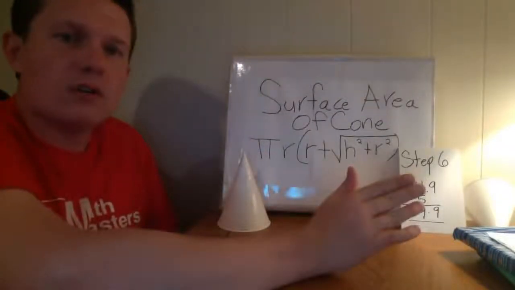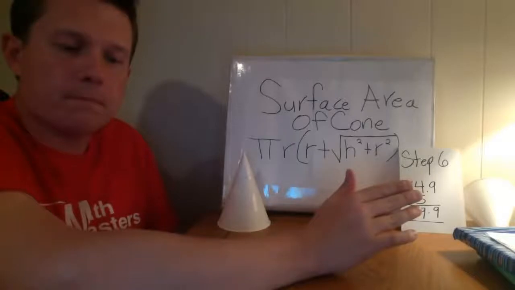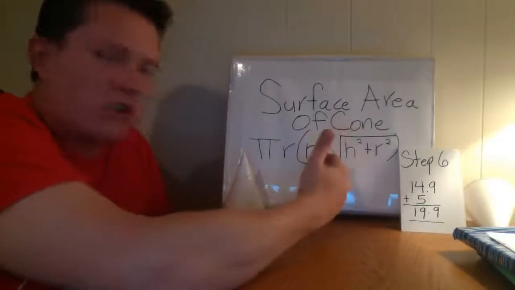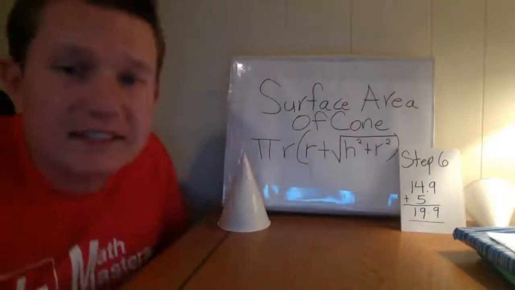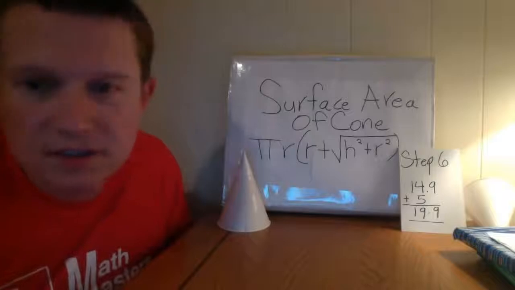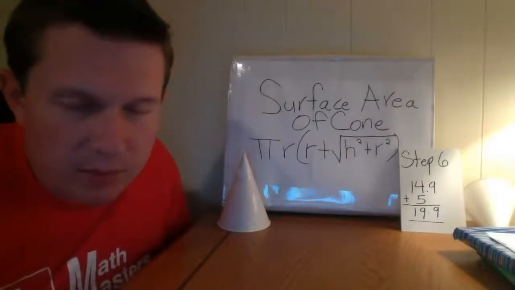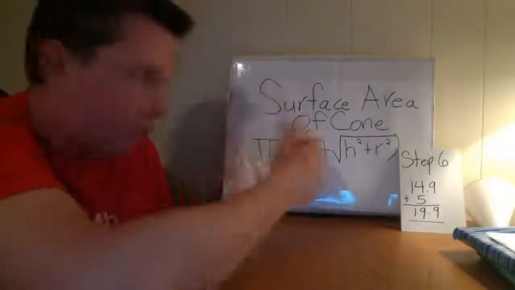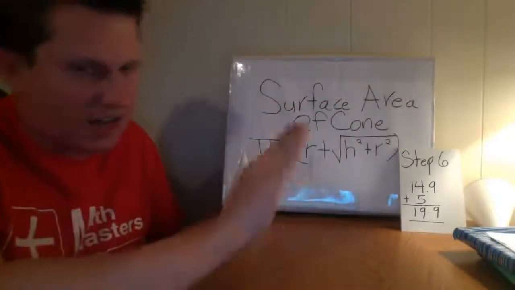So now if you're following along, within the parentheses, we have now officially solved for it. It's 19.9. We have two things left. Some people like to go at it one way. Some people like to go at it another way. Some like to multiply pi and radius and then multiply that by what you get in the parentheses. I'm not going to do that.